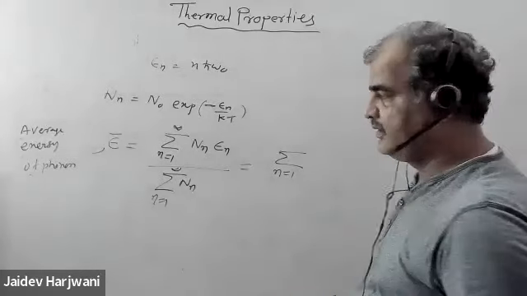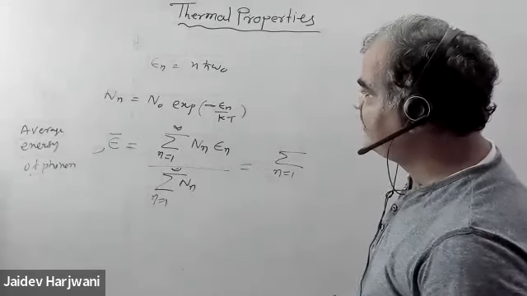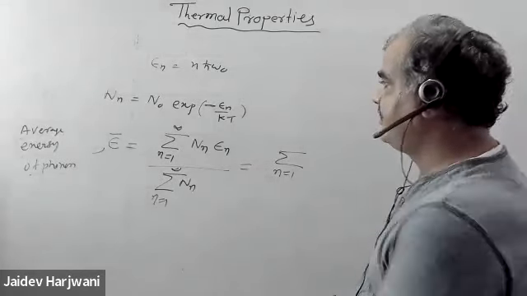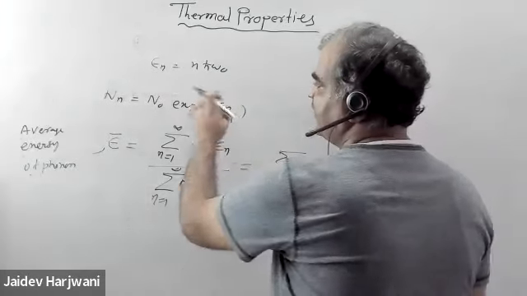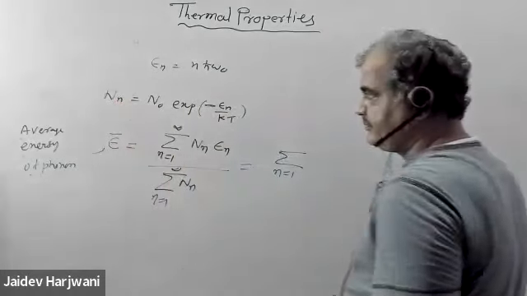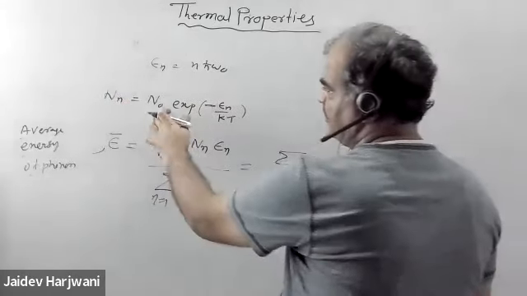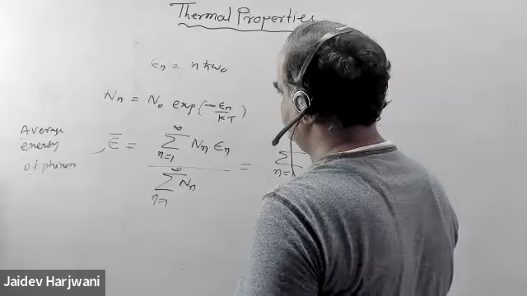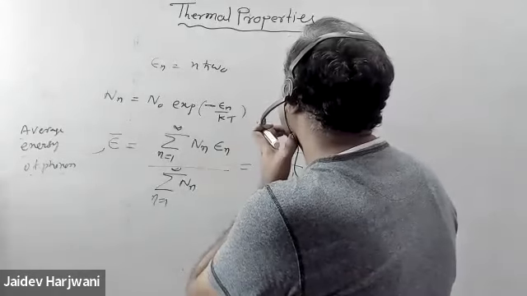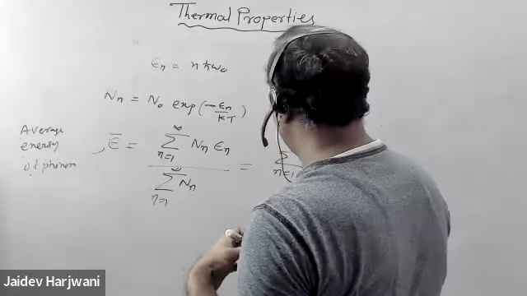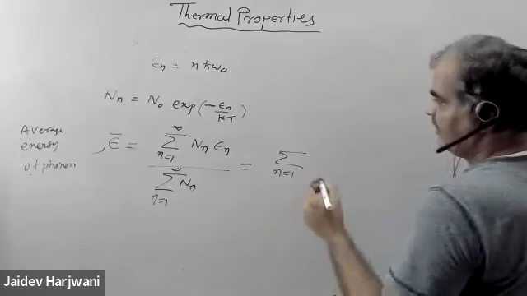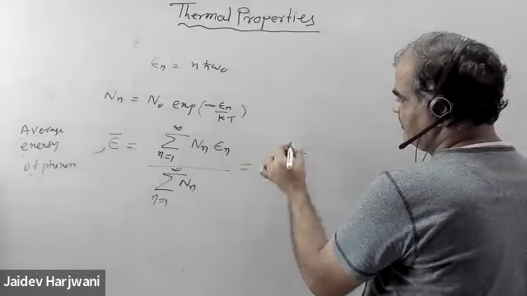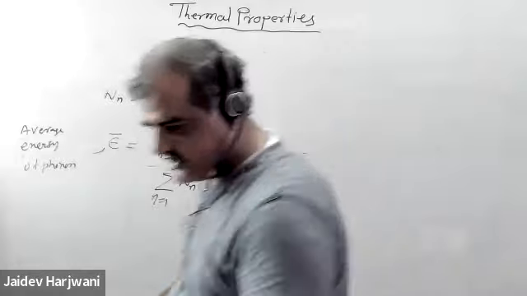Here, nn is what? Number of particles in state n, the number of particles having energy en. And n0 is the number of particles in the ground state, the 0 state. So this is Maxwell-Boltzmann statistics. Let it be clear in 1 minute. Okay, so if I write this one, this will be my ink finished today.